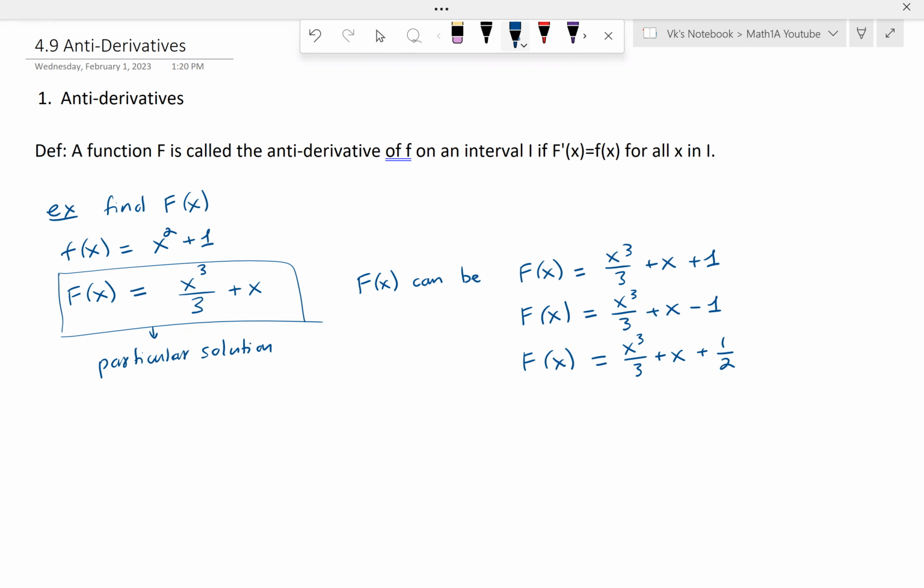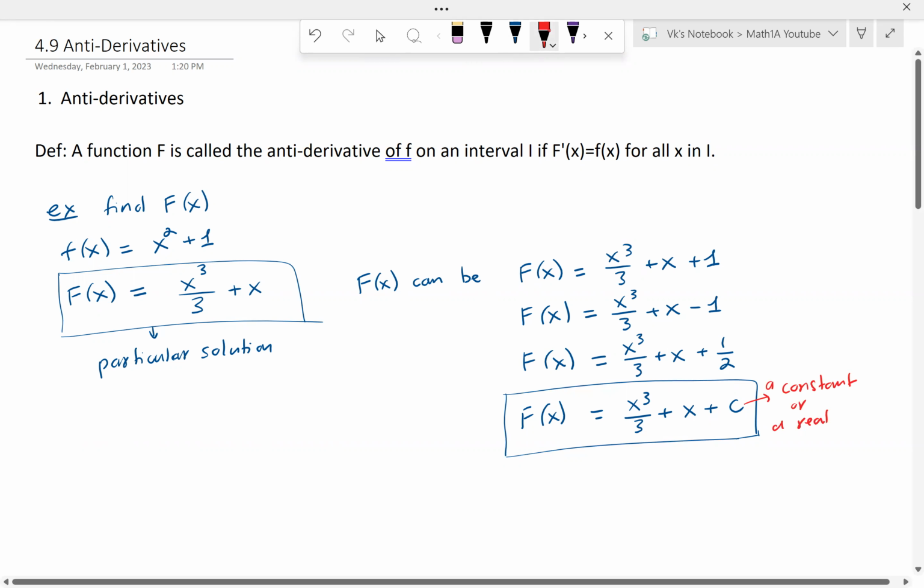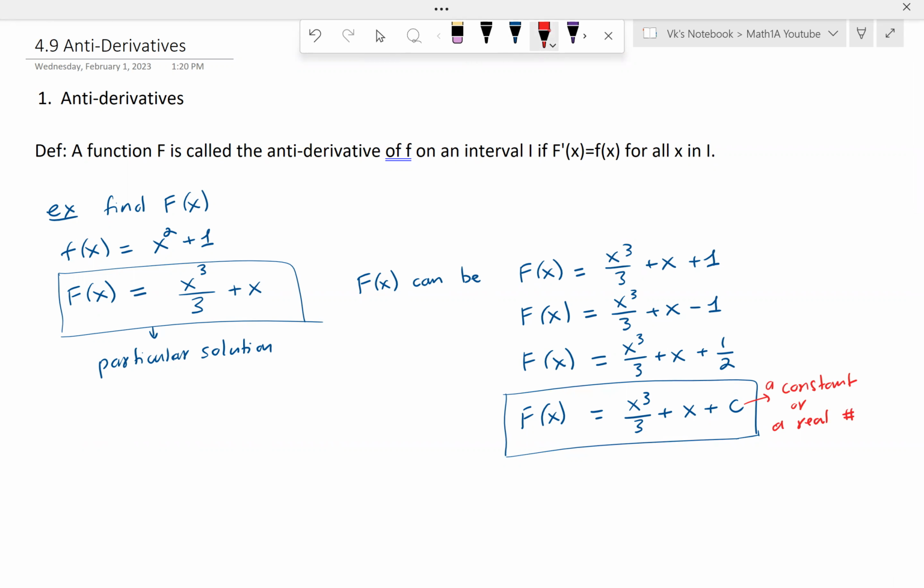And in general, we would have the antiderivative to be x cubed over 3 plus x plus some real number. We call it a constant c. C is a constant or a real number to be determined. This form right here with the plus c, let's call it the general solution or antiderivative.